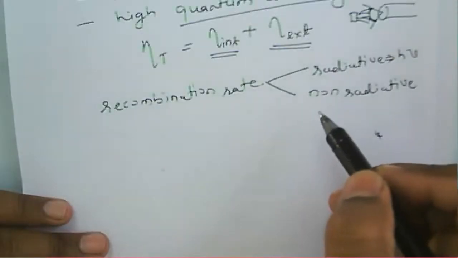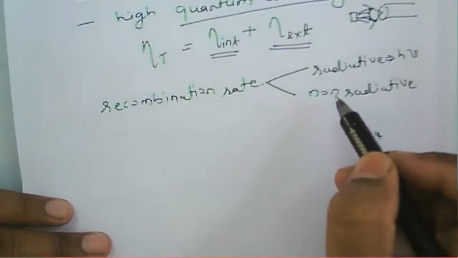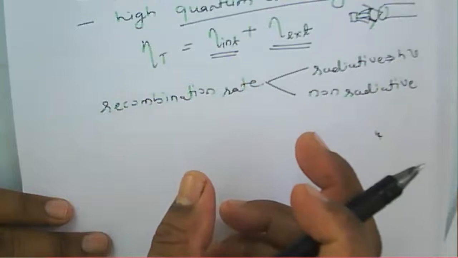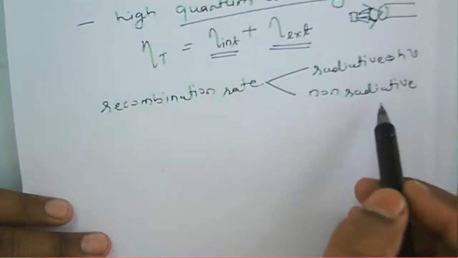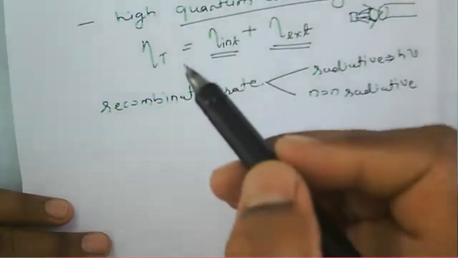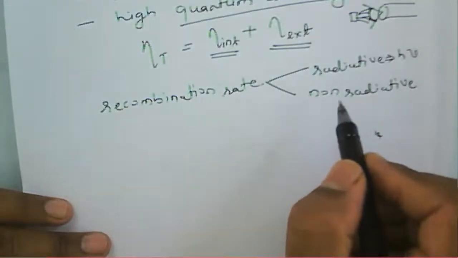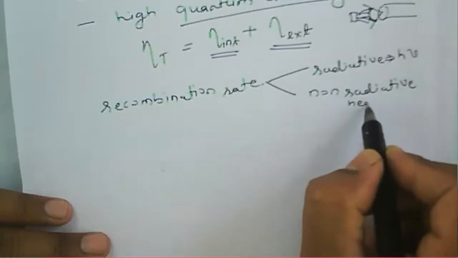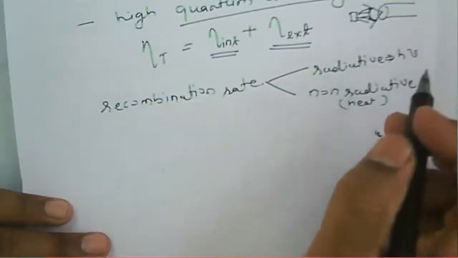in that case, what happens? The recombination of electrons and holes takes place inside whatever the material is, but it does not emit a photon of energy. Recombination of electrons and holes takes place at that particular junction, but that recombination will generate heat. It does not emit a photon of energy.